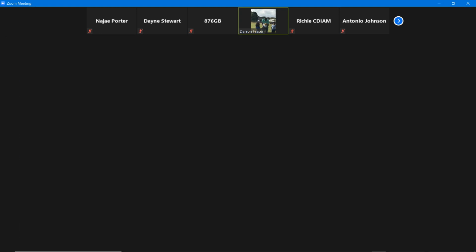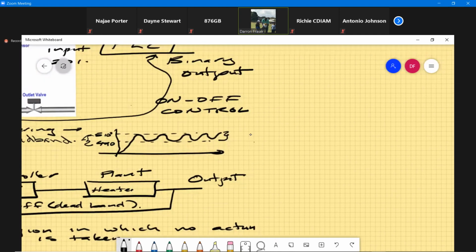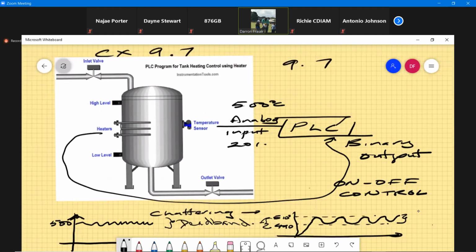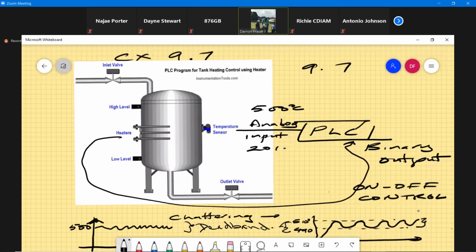Okay, so we have this program that we are going to write. The heater is on-off. The sensor is an analog input, and let us assume that it is a thermocouple. Our analog input is 201, so this is a thermocouple, and let us assume that it is 0 to 10 volts.